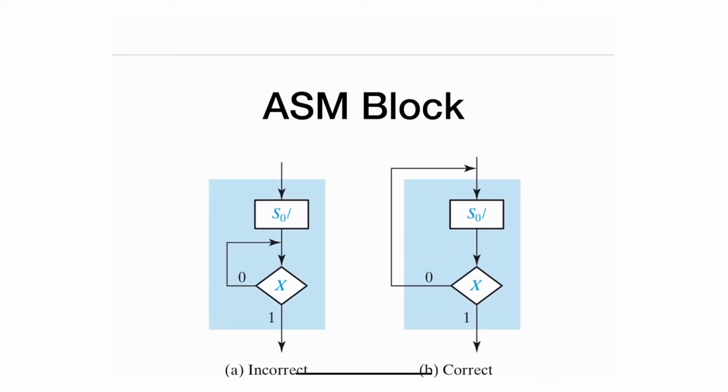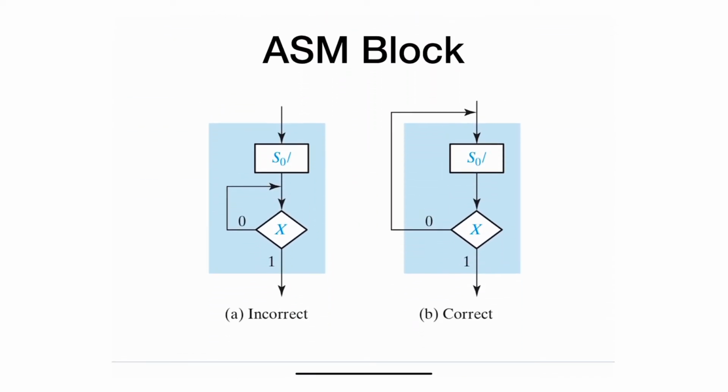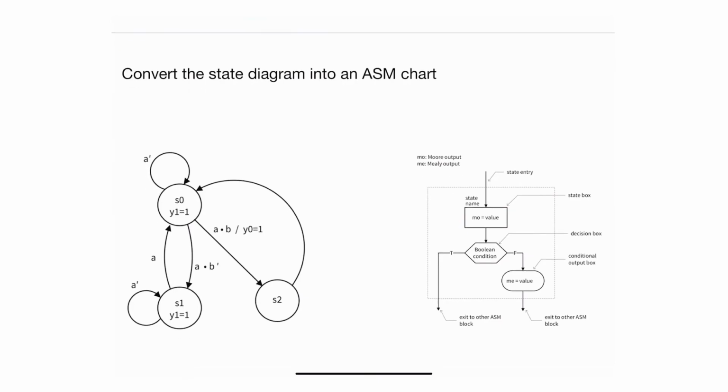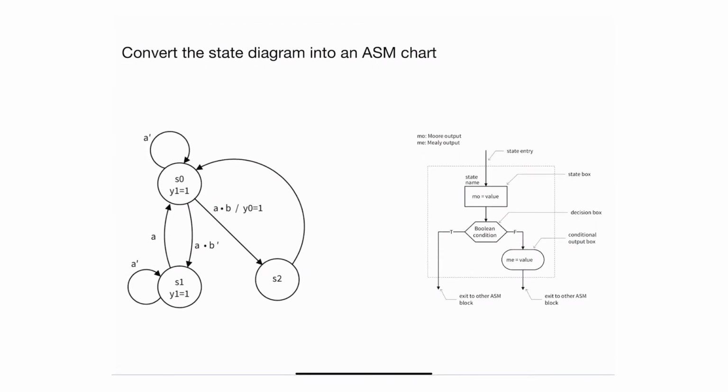All right, so a few things that you should know: you should never have feedback within the ASM block itself. This should be an output, and if you wanted to go back to the same ASM block, you just take it from the outside. So you shouldn't do this here. This is not acceptable. Something to keep in mind: no internal feedback is allowed, only external.